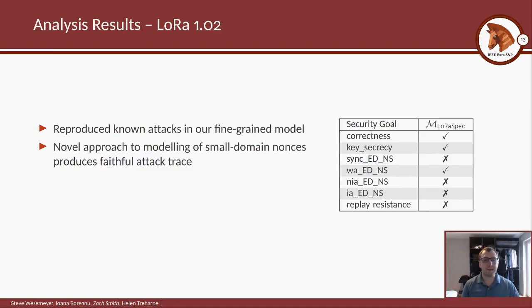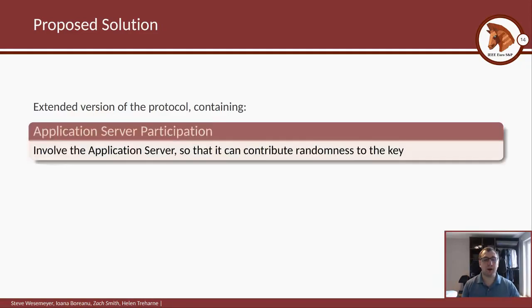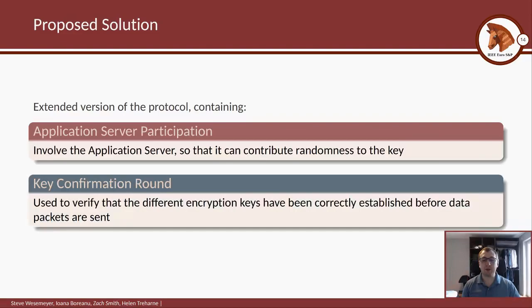We proposed an amended version of the LoRa over-the-air activation join procedure in order to overcome the identified vulnerabilities. The main changes which we propose are to include the application server directly in the join procedure, so that it can contribute its own randomness, and the addition of a key confirmation round to the protocol, which is used to ensure key agreement before any potentially sensitive data packets are sent.